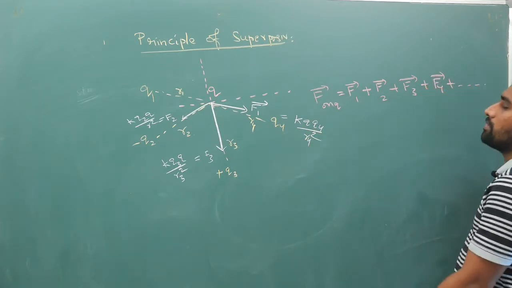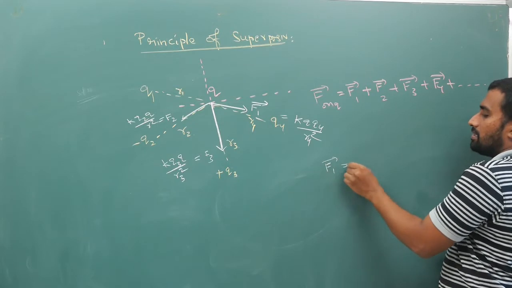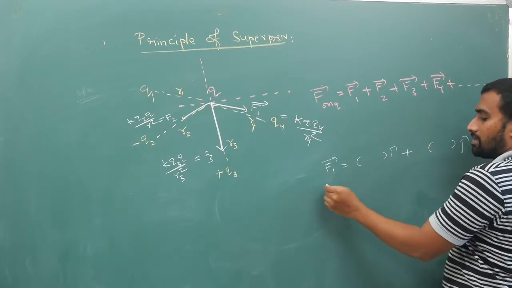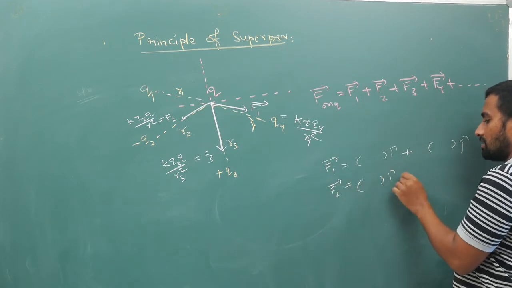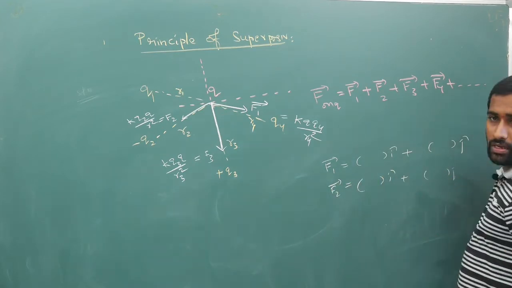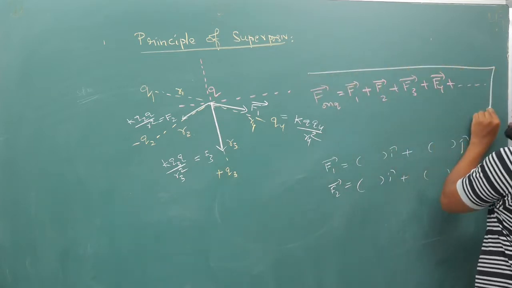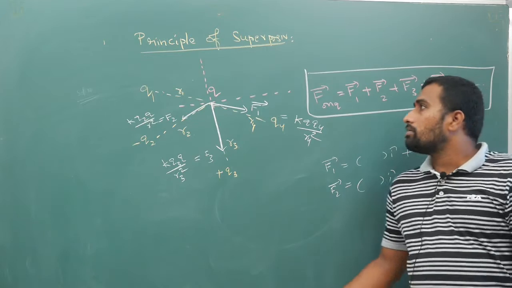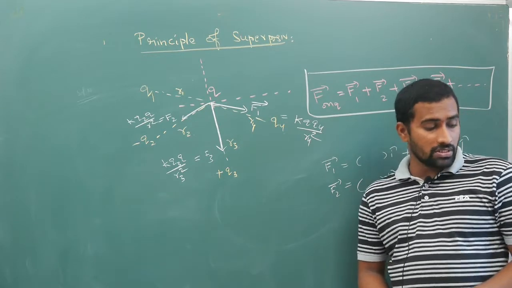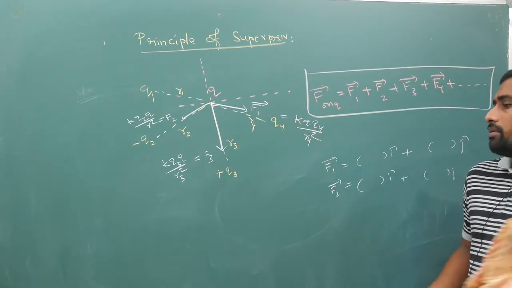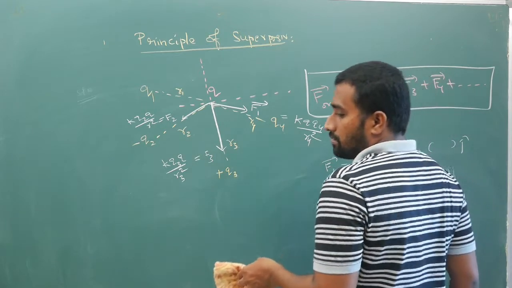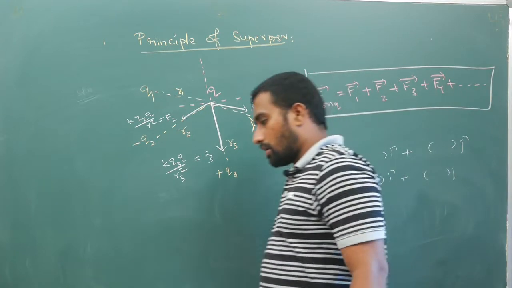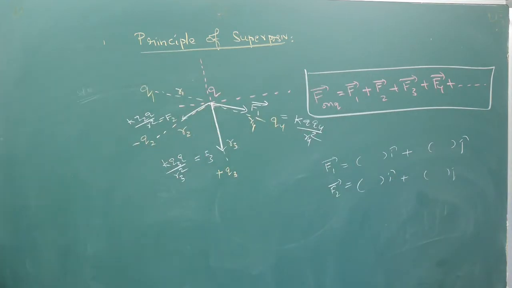Then once you get these, write each vector in terms of i cap and j cap. Write the second vector in terms of i cap and j cap, and then add accordingly. Okay, so this statement, this box, is your principle of superposition. Now based on this we will try to do simple questions. I want you to understand what is happening here. Just copy it down. That box is the important part here.